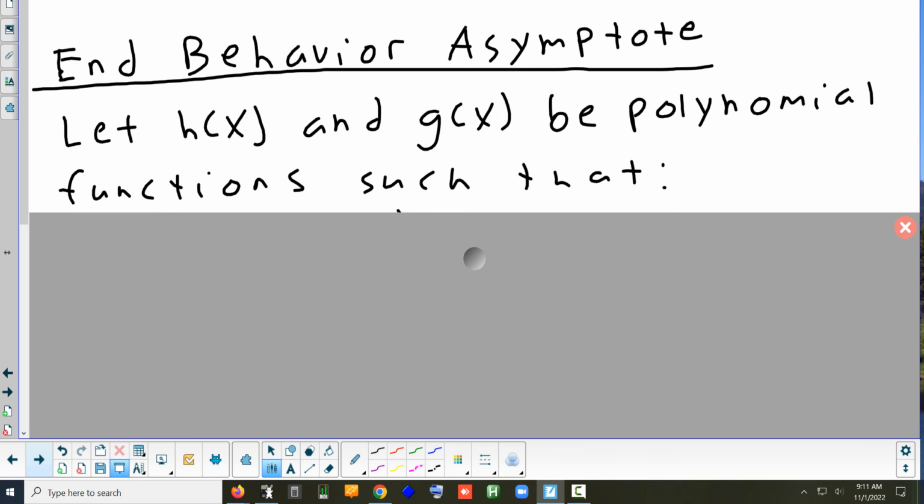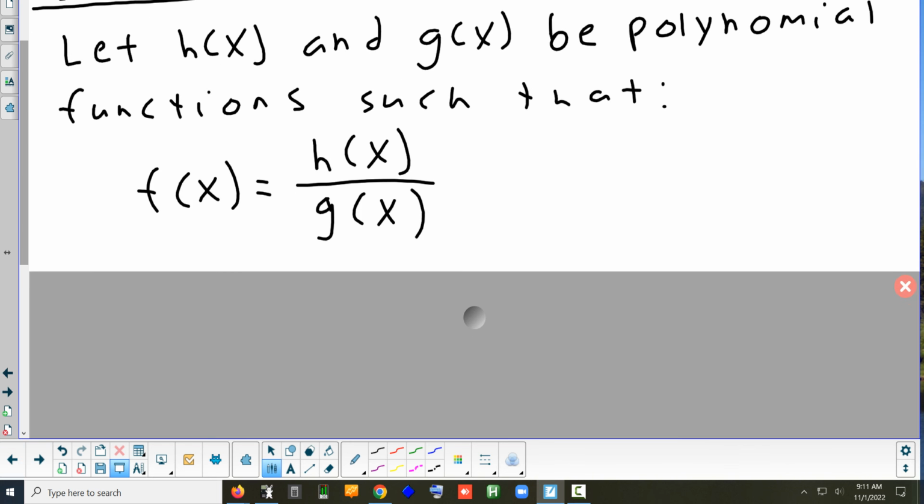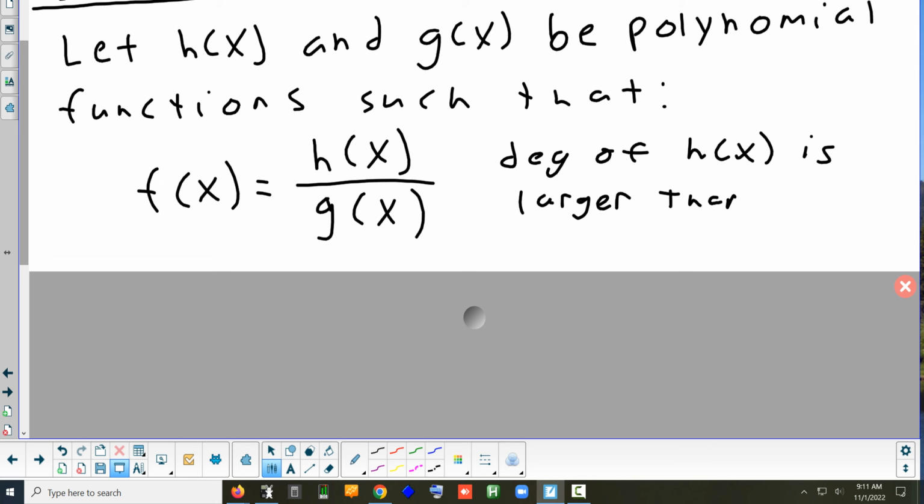So this type of problem applies in a situation like this. You have a polynomial in the top. You're going to divide by a polynomial in the bottom, and the degree in the top is bigger than the bottom. So generically, that's what you would have. So I'm going to just write that next to it. The degree of h of x is larger than g of x. If it wasn't, this would be the kind of problem we did yesterday, and this idea would not apply.